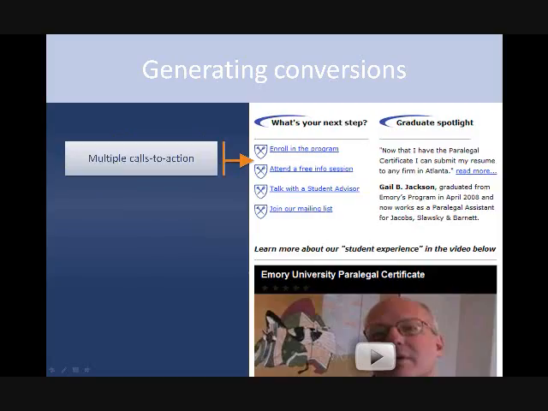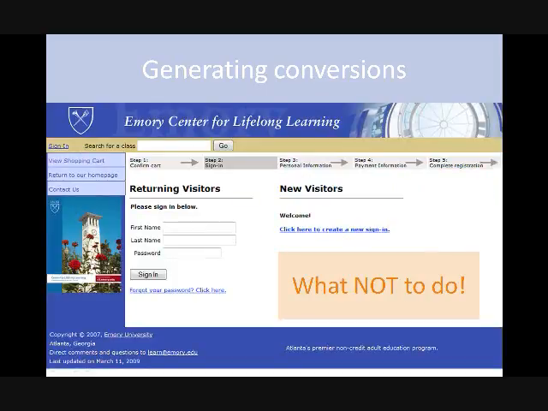So here's an example of that. These 4 options, again from the same snapshot of the paralegal certificate homepage, are 4 different calls to action that are directed at people at different stages in the buying process. If they're ready to enroll, go for it. If they want to attend an info session, perfect. Talk with the student advisor. Maybe they have some questions that are still unanswered. Do that, or they can just join our mailing list and just keep informed. But any one of those I would consider to be a conversion. Obviously the ultimate conversion we want is the enrollment in the program, but all of them are conversions.